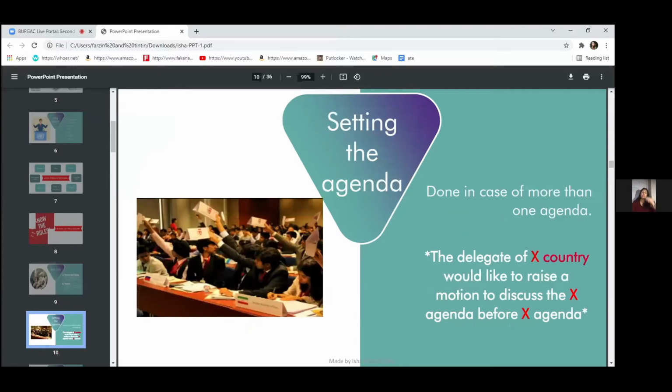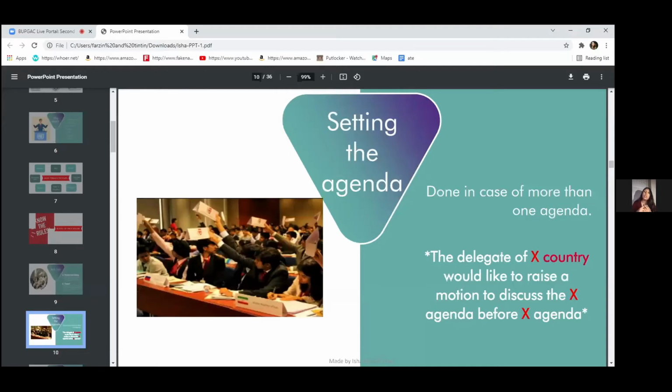Setting the agenda. If your MUN is 2 or 3 days, there's usually only one agenda given. But sometimes MUNs run for a week or so, and in those cases there are 2 or 3 agendas given for a committee. In those scenarios, before you start, you have to set the agenda: agenda 1, agenda 2, or agenda 3.